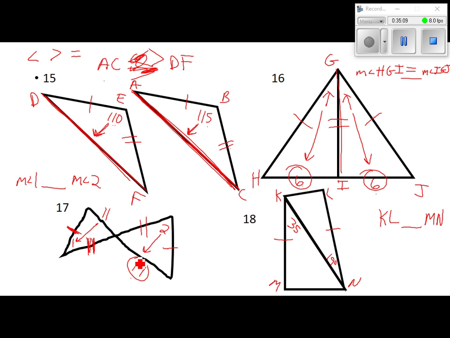So that means that the Pac-Man, let's get rid of that again. The Pac-Man, the alligator mouth, whatever you want to call it, is going to open towards the bigger one. So the measure of angle 1 has to be less than the measure of angle 2.